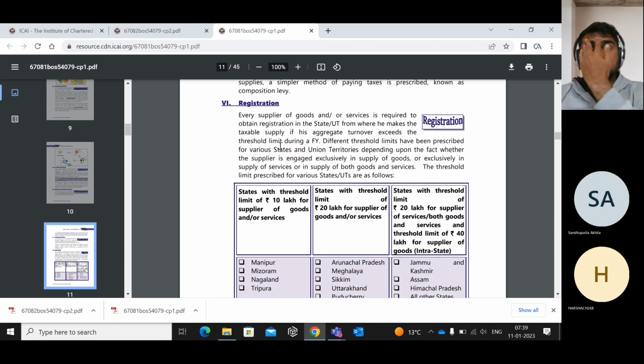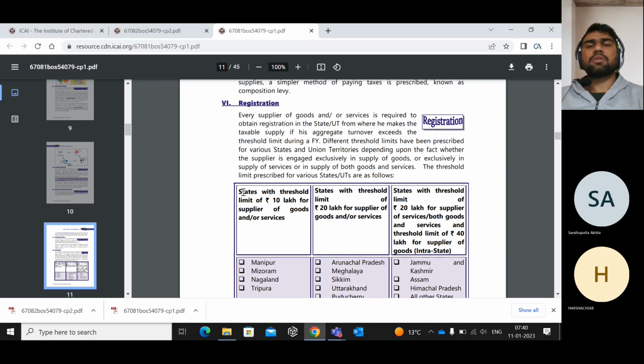When it comes to registration, in terms of turnover, if a turnover crosses a certain threshold limit, you need to register under GST. But there are instances where compulsory registration is applicable irrespective of the turnover, which we will discuss in detail in the upcoming chapters. But for now, remember that a person is liable to register if his turnover crosses a certain threshold limit.